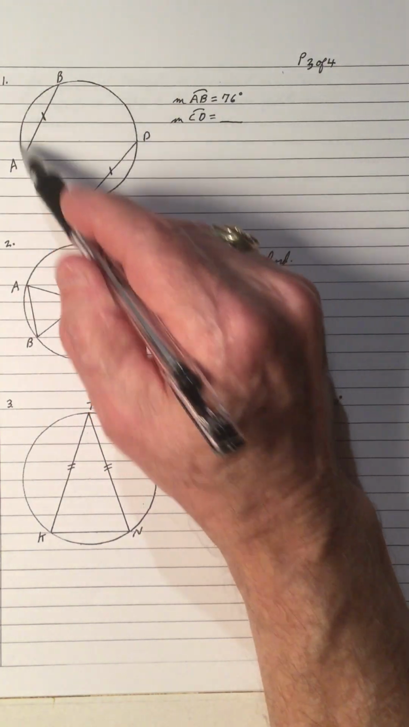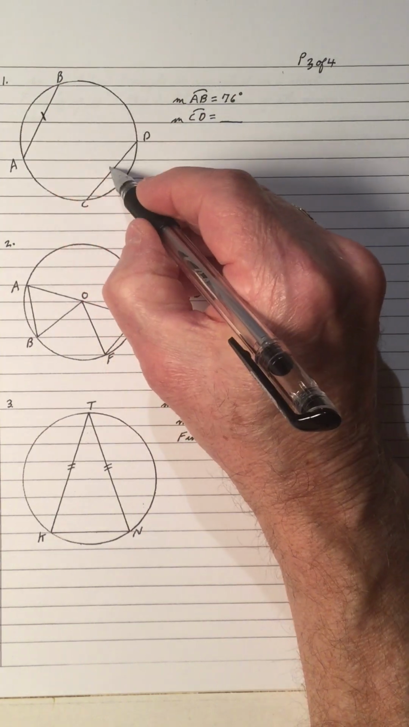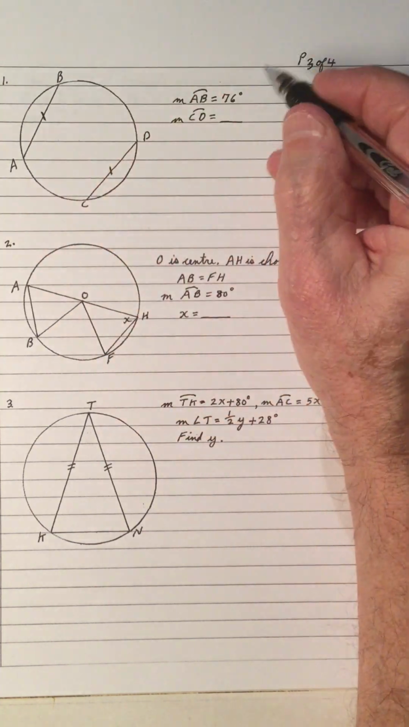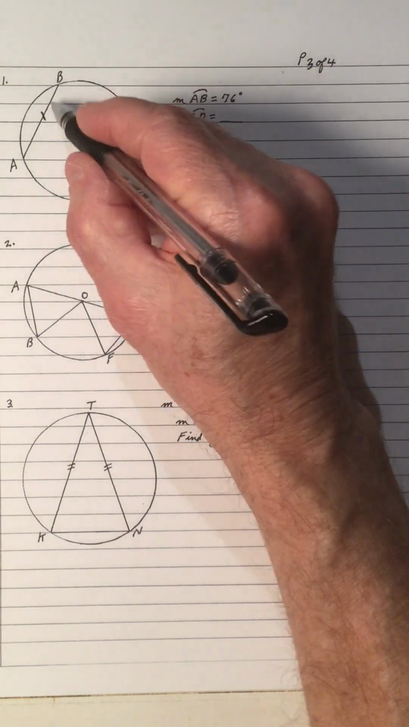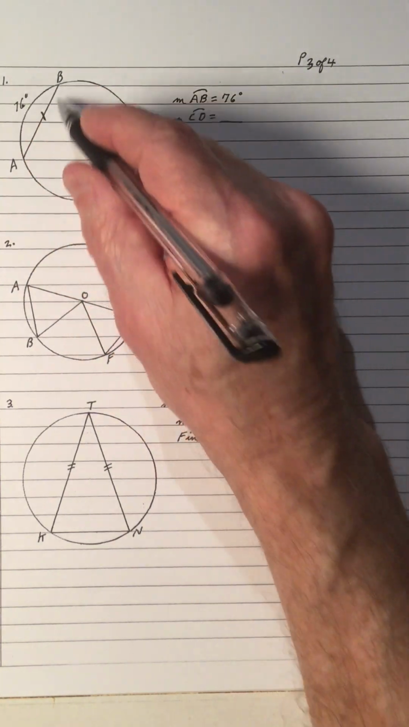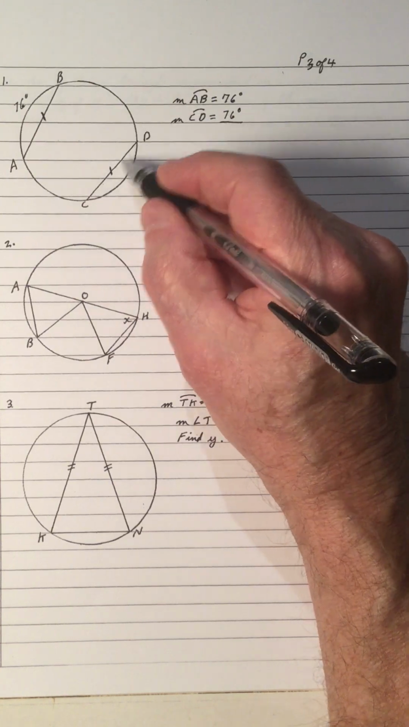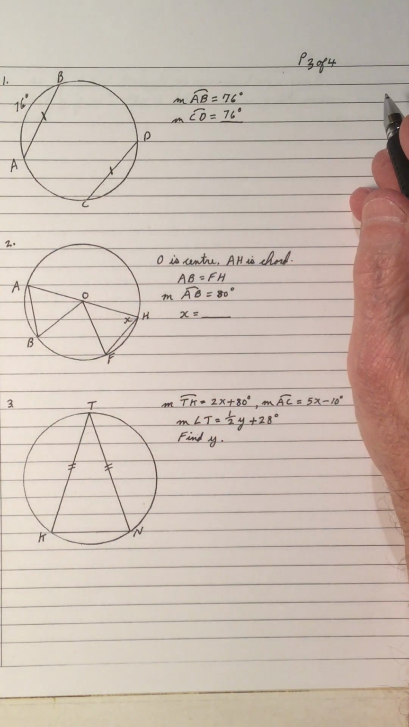Number 1, I have a circle, and it says that I have this chord is equal to this chord. So I got two chords equal. So if the measure of the arc AB is 76, the measure of this arc is 76. That means the two chords are equal. That means the other arc is 76. Because if two chords are equal, they intercept equal arcs.